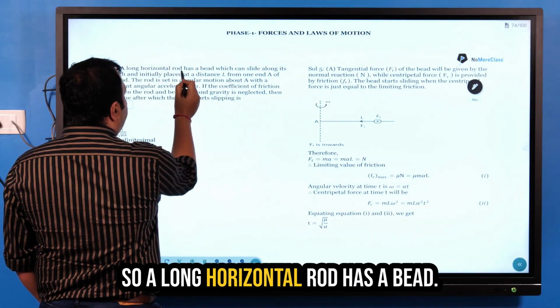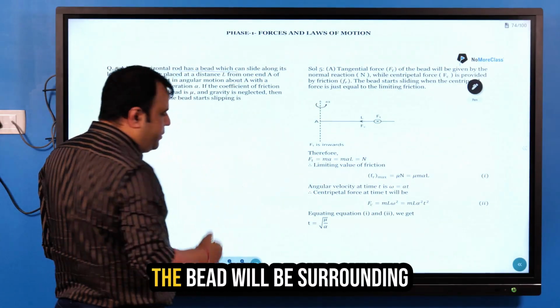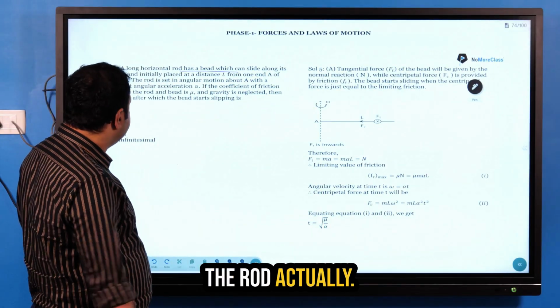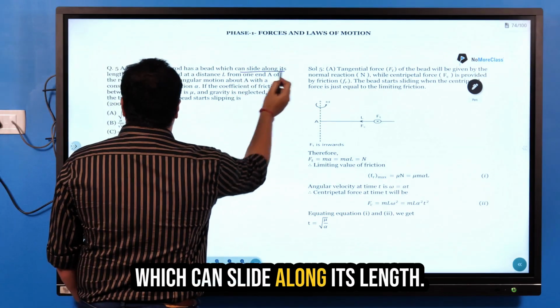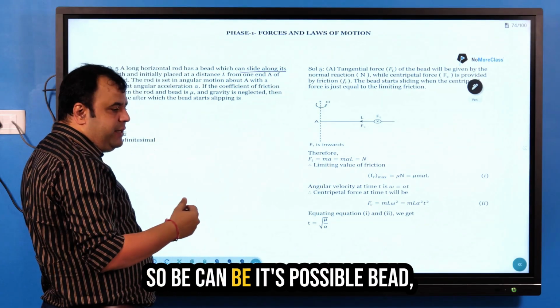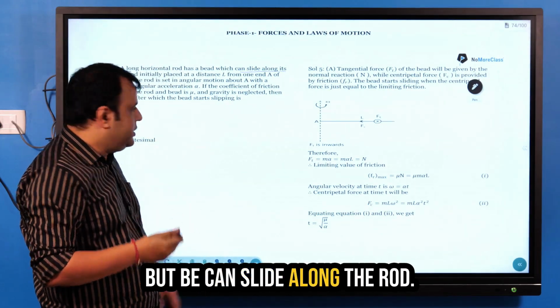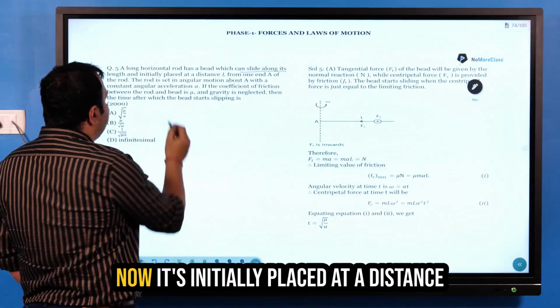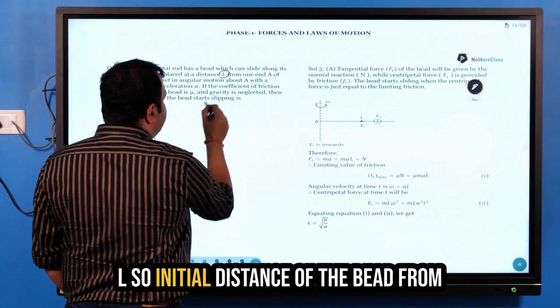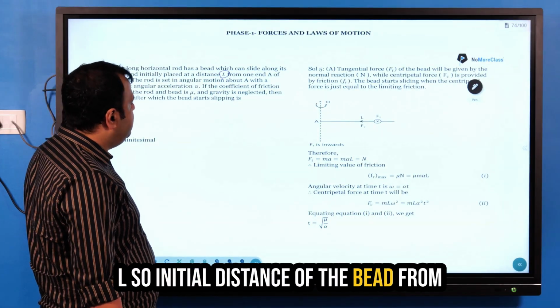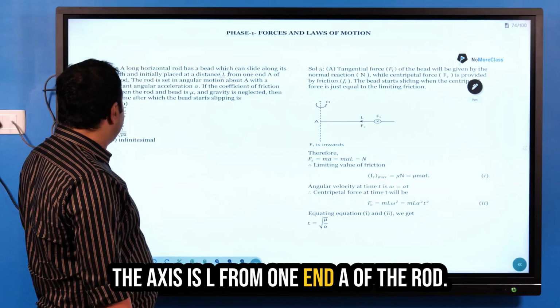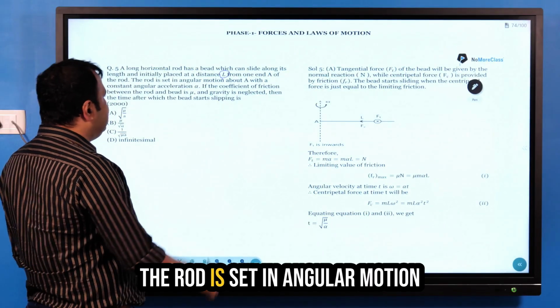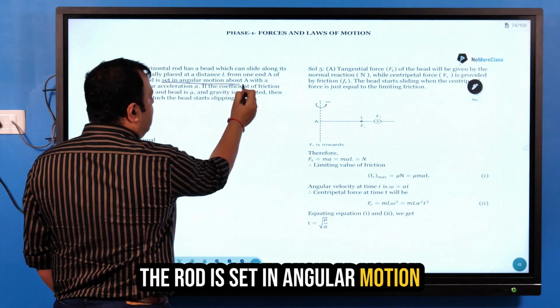So a long horizontal rod has a bead. The bead will be surrounding the rod actually, which can slide along its length. So the bead can, if possible, slide along the rod. Now it's initially placed at a distance L. So the initial distance of the bead from the axis is L from one end of the rod. The rod is set in angular motion about A.